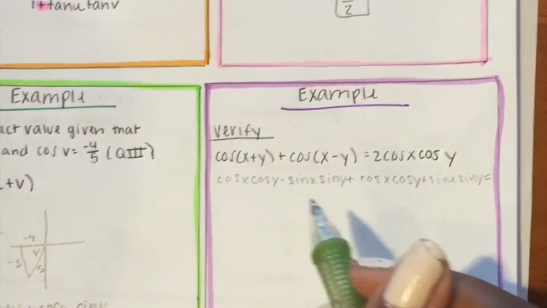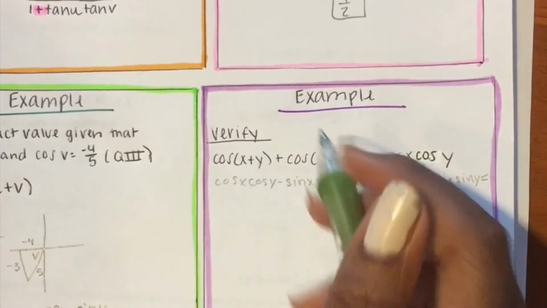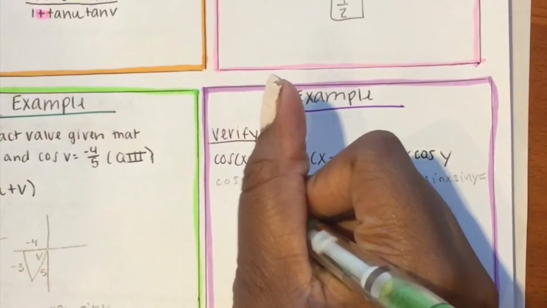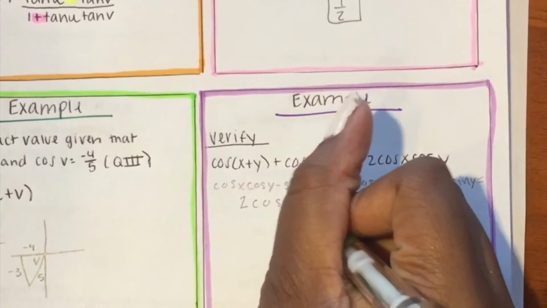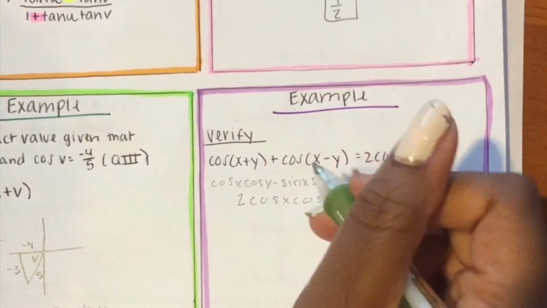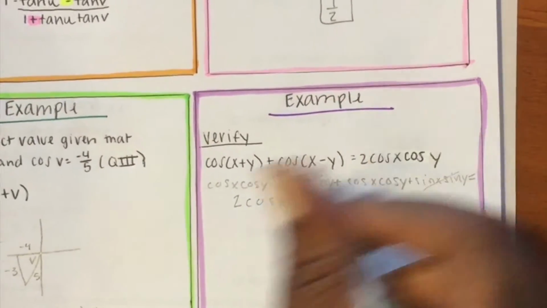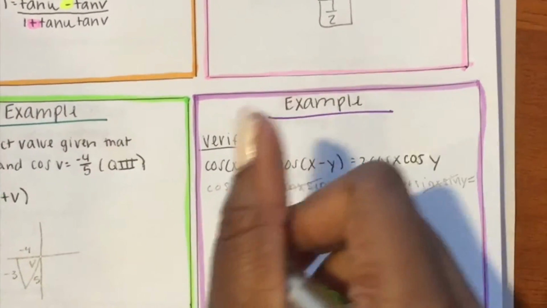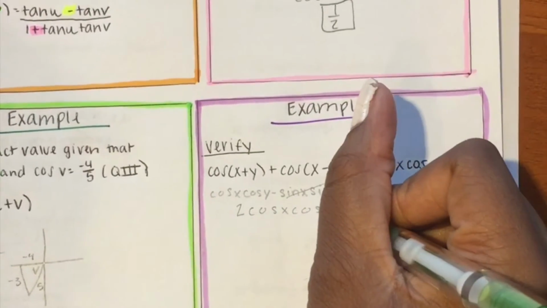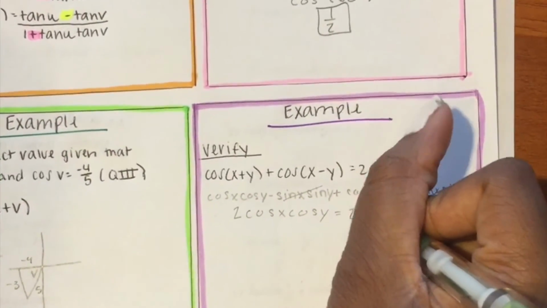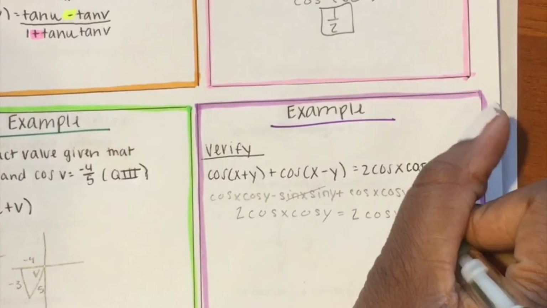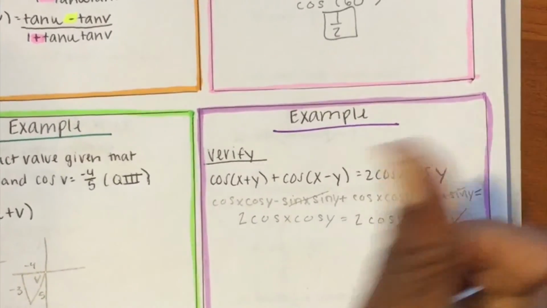So basically, we're just going to combine these, and you're going to get 2 cosine x cosine y, because this and this cancel out, and when you combine that, you can get 2 cosine x cosine y, which is what we are trying to verify. And so then you can just put a little check to make sure you're done.